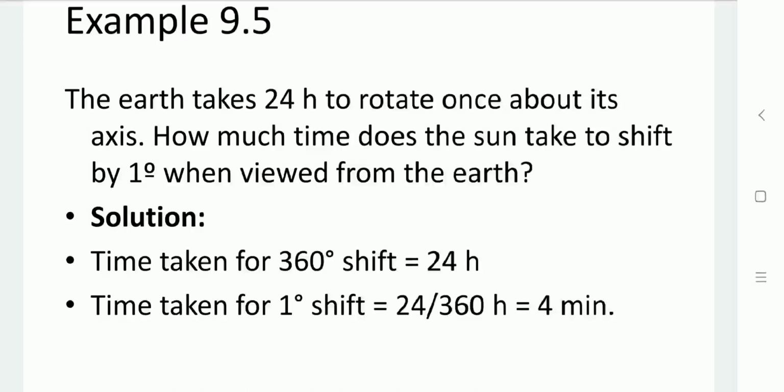So to complete 1 degree, 4 minutes are required, and for sunset and sunrise, the shifting of the angle is half a degree. So that half degree requires 2 minutes. So the sun is observed 2 minutes before actual sunrise, and 2 minutes after actual sunset.